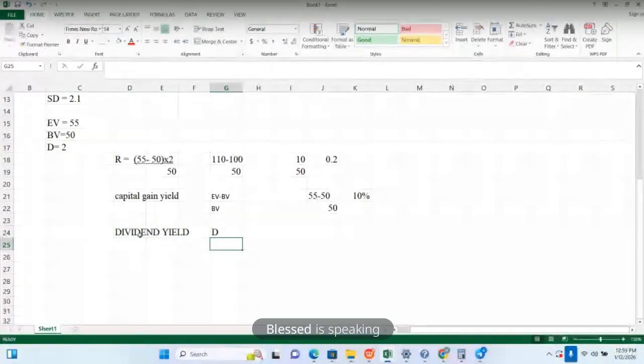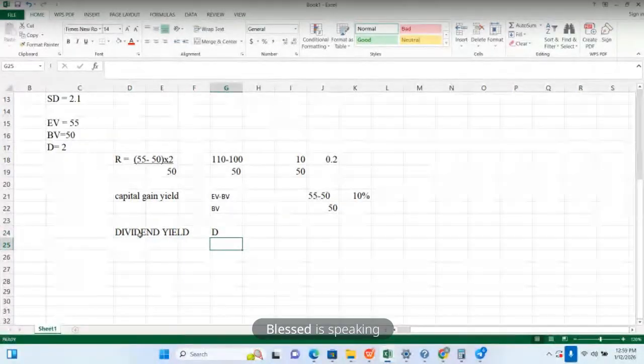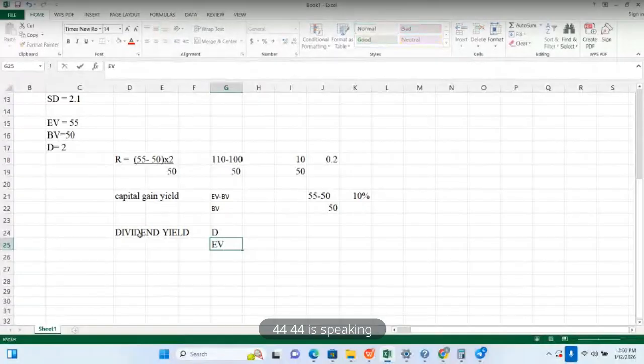Current market value, that is our EV. Do you get? Then our dividend is what? Is 2. And our current market value is what? Is 55.